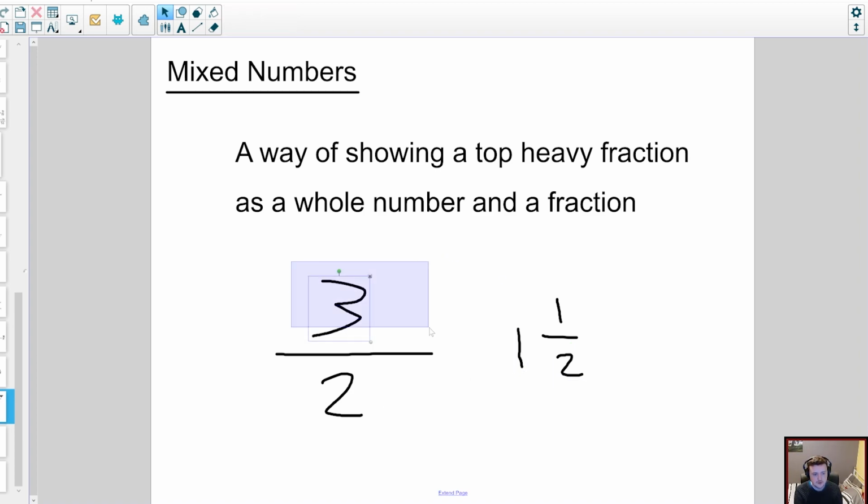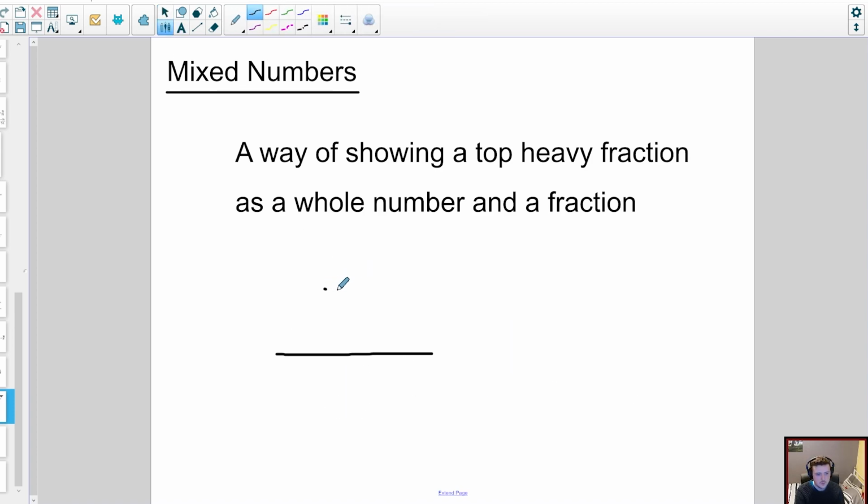So if we take a different number just to show you the idea, let's say we've got 7 quarters. What I do is I say how many 4s go into 7? Well, 1 4 goes into 7, so we got the number 1. What's left over? Well, 1 times 4 is 4, so what's left over is 3, so that goes there. And then what goes on the bottom is the same denominator or bottom number that we had before. So we've got 1 3/4 as an answer.